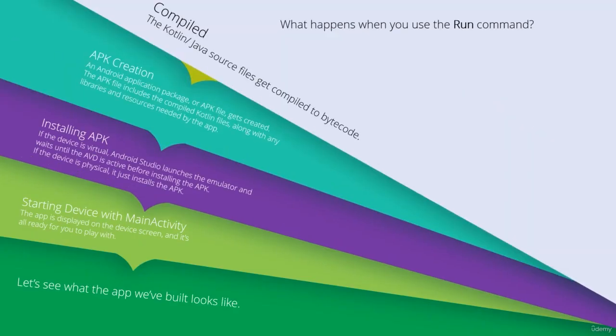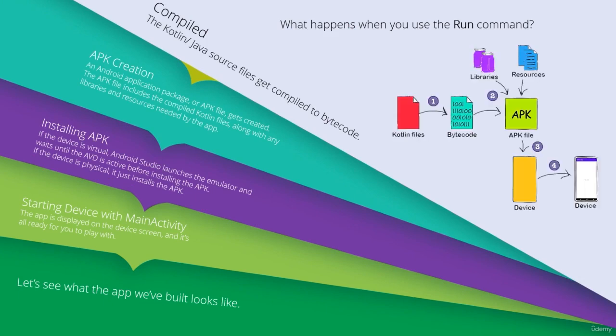First step, it will be compiled. So the Java or Kotlin source files get compiled to bytecode. Then APK creation: an Android application package, or APK file, gets created. The APK file includes the compiled Kotlin or Java files, along with any libraries and resources needed by the app. Resources means strings, drawables, images, videos, and others.